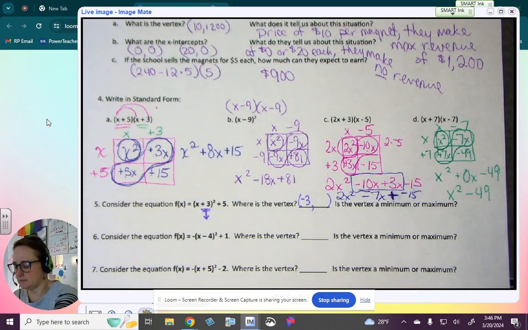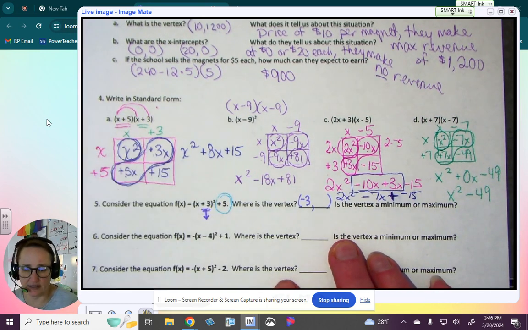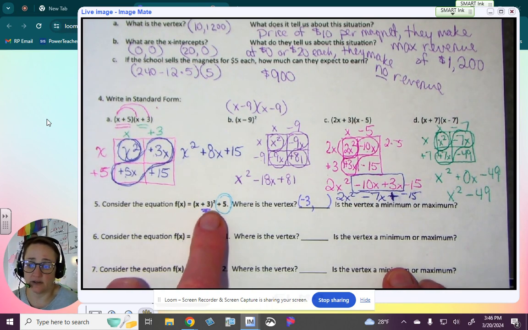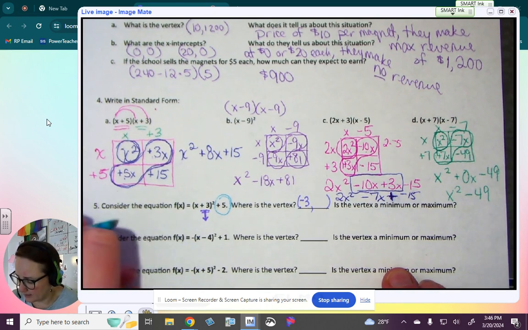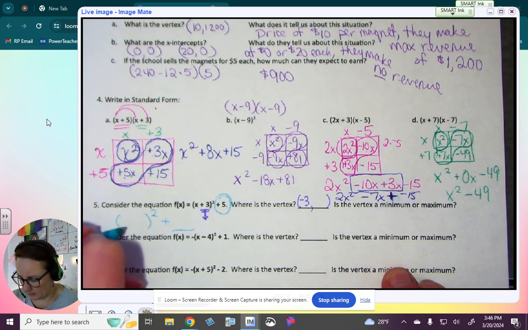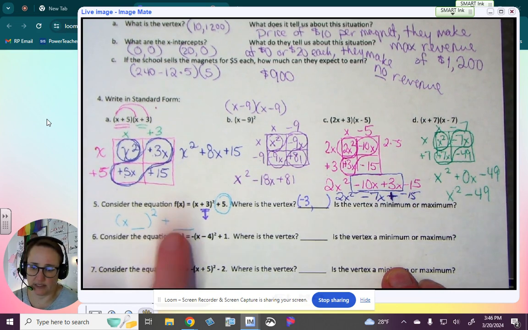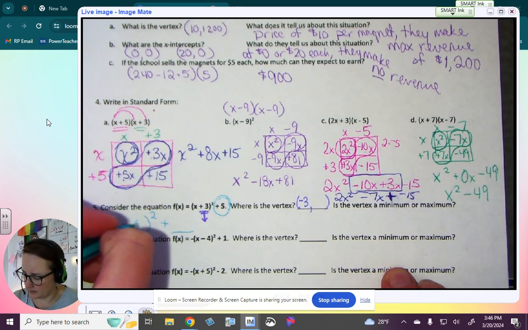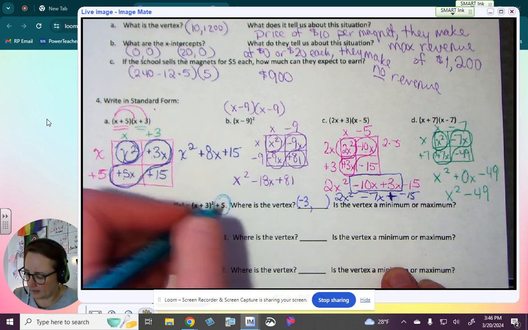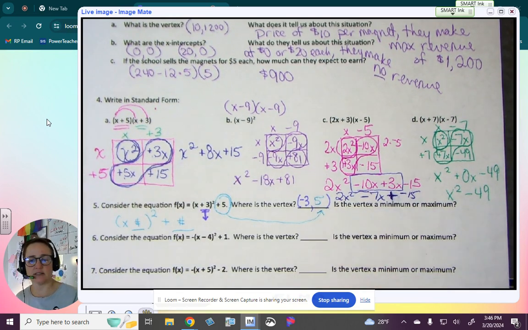The y coordinate is from what's outside and after at the very end, as long as it's written in vertex form like this, any set of parentheses squared plus some kind of number. This is what vertex form looks like, and it's got numbers here in these places. That number goes directly for the y coordinate, so our vertex is happening at negative 3, 5.